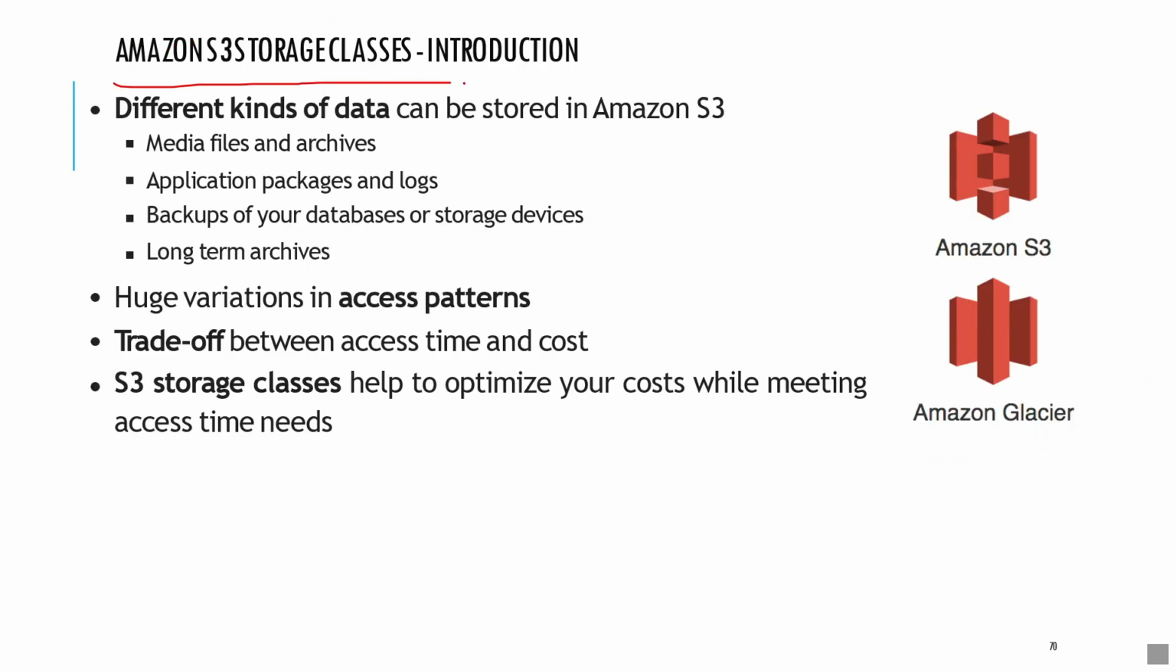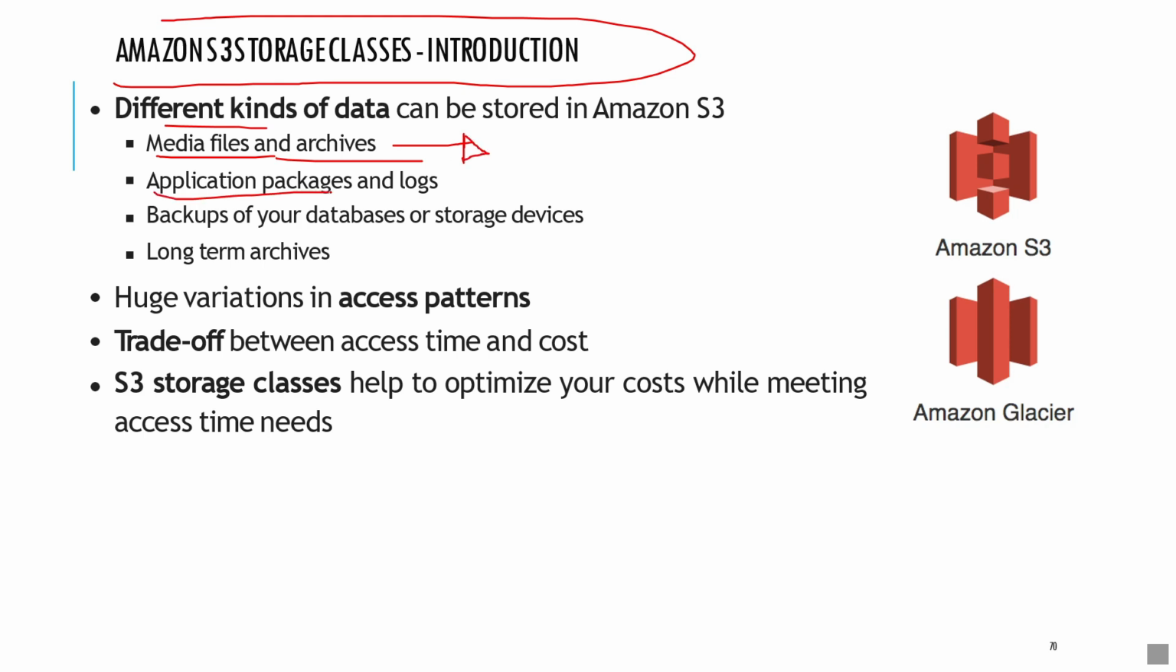Amazon S3 storage classes introduction. As we discussed earlier, it can store different types of data in AWS: media files, archives. Archives are nothing but data that we don't use that frequently. Application packages and system logs. Then we can also back up our database and storage devices like HDD, SSD, and long-term archives. Then there is variation in access patterns.